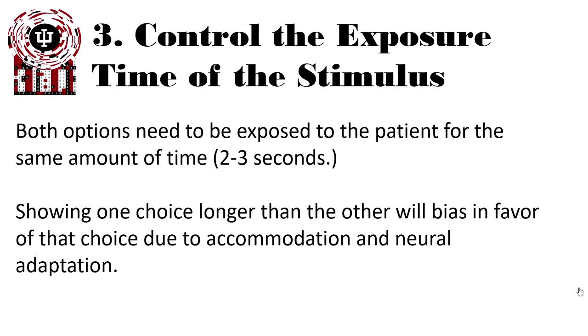Number 3, control the exposure time of the stimulus. Both options need to be exposed to the patient for the same amount of time, approximately 2 to 3 seconds. Showing one choice longer than the other will bias in favor of that choice. Due to accommodation and neural adaptation, the patient just gets to look at it longer and decide whether they can see it better or not. So the critical component is giving equal exposure to both choices.